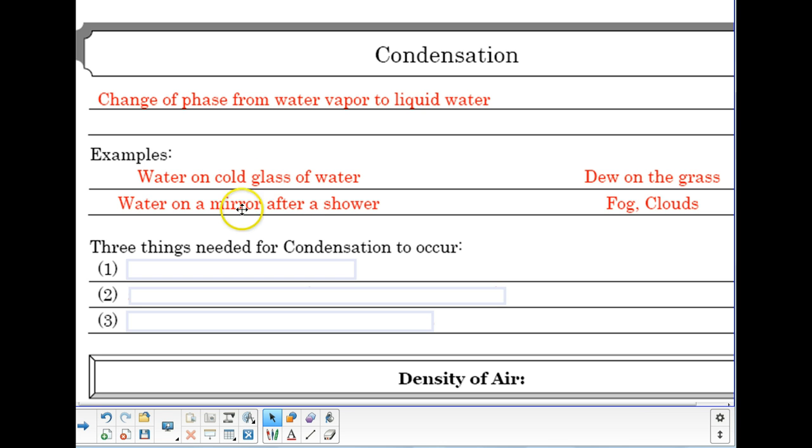If you take a hot shower, it's a cold day, the mirror's cold, the hot, humid air from your shower is filling that room, and as it hits that mirror, the air cools down, and as it cools down, it reaches its dew point, and you get dew on the glass, dew on the grass, and then fog or clouds. Clouds and fog are really the same thing. Fog is just clouds at ground level. So they're really one and the same.